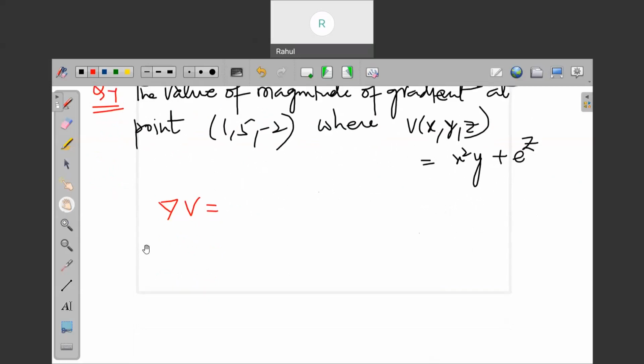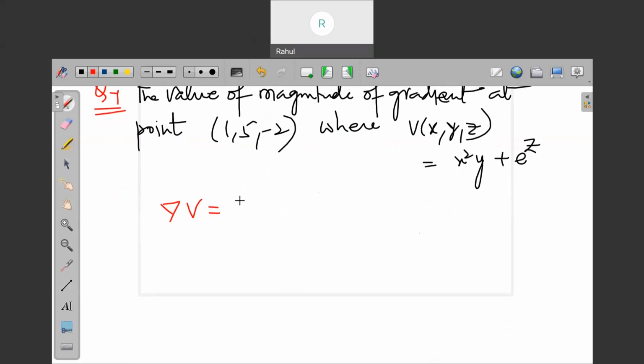Del v will be equal to what? Differentiate this. You have to differentiate this with respect to x first. So let us differentiate this with respect to x. It will be 2x a_x cap.